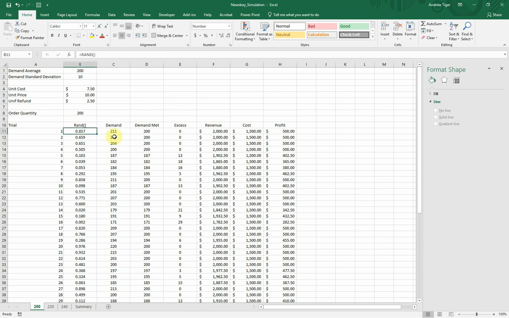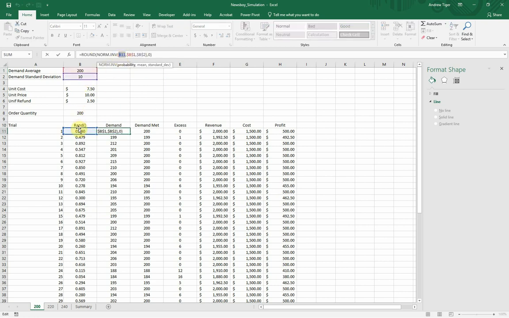So how is that working? Well, this is the formula that I'm using. You can see I'm using the NORM.INV function, which generates a value from a normal distribution given the mean and the standard deviation. And I wanted to generate that randomly, so I'm generating based on this random number. When the random number is high, I get a high demand, and when the random number is low, I get a low demand, like that one. I'm also using the ROUND function, so it's rounding to a whole number.